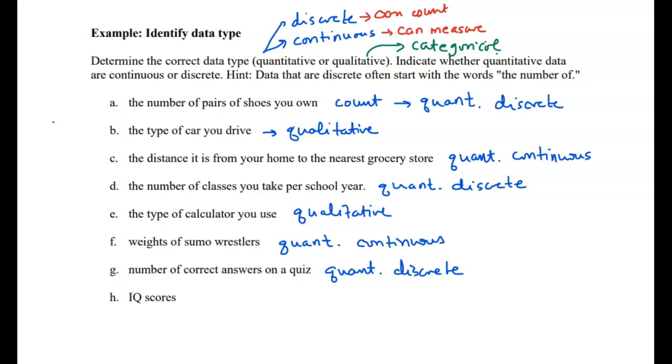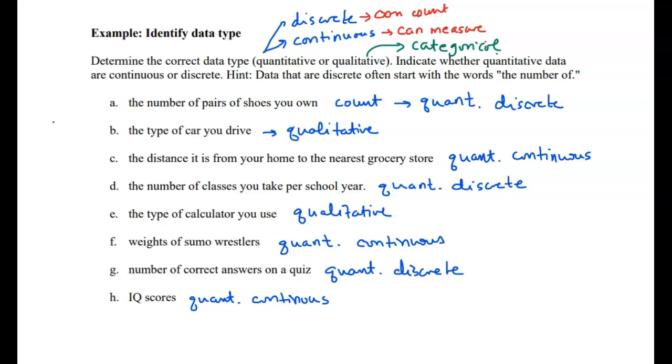IQ scores. If you know anything about them, you take an IQ test and you get a certain amount of problems correct and incorrect. So you could think of scores as quantitative discrete, but the IQ score, the way it's given, is not really how many questions you get right or wrong. It's more like a percentage or a weighted average that's given to you. It's not the raw data. There are calculations involved to get that score. So this is classified as quantitative continuous because it can fall on a scale.